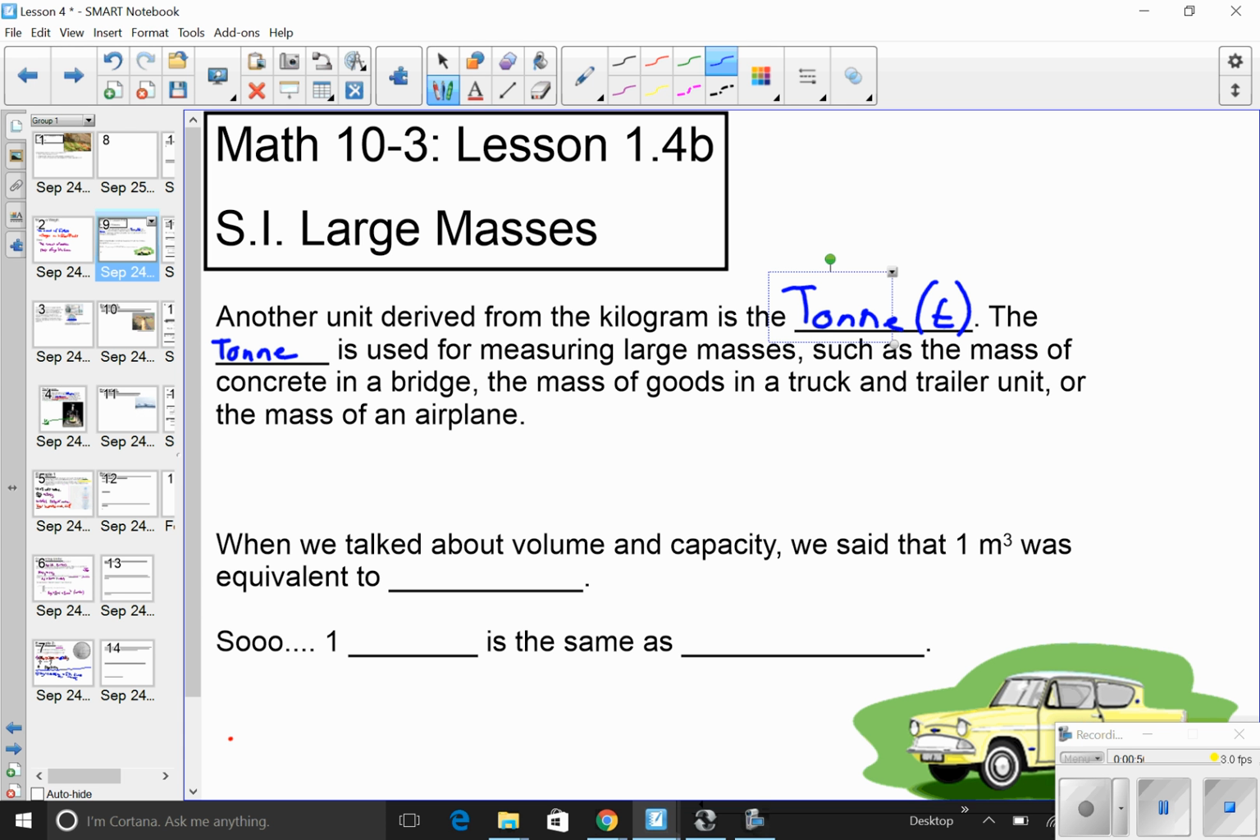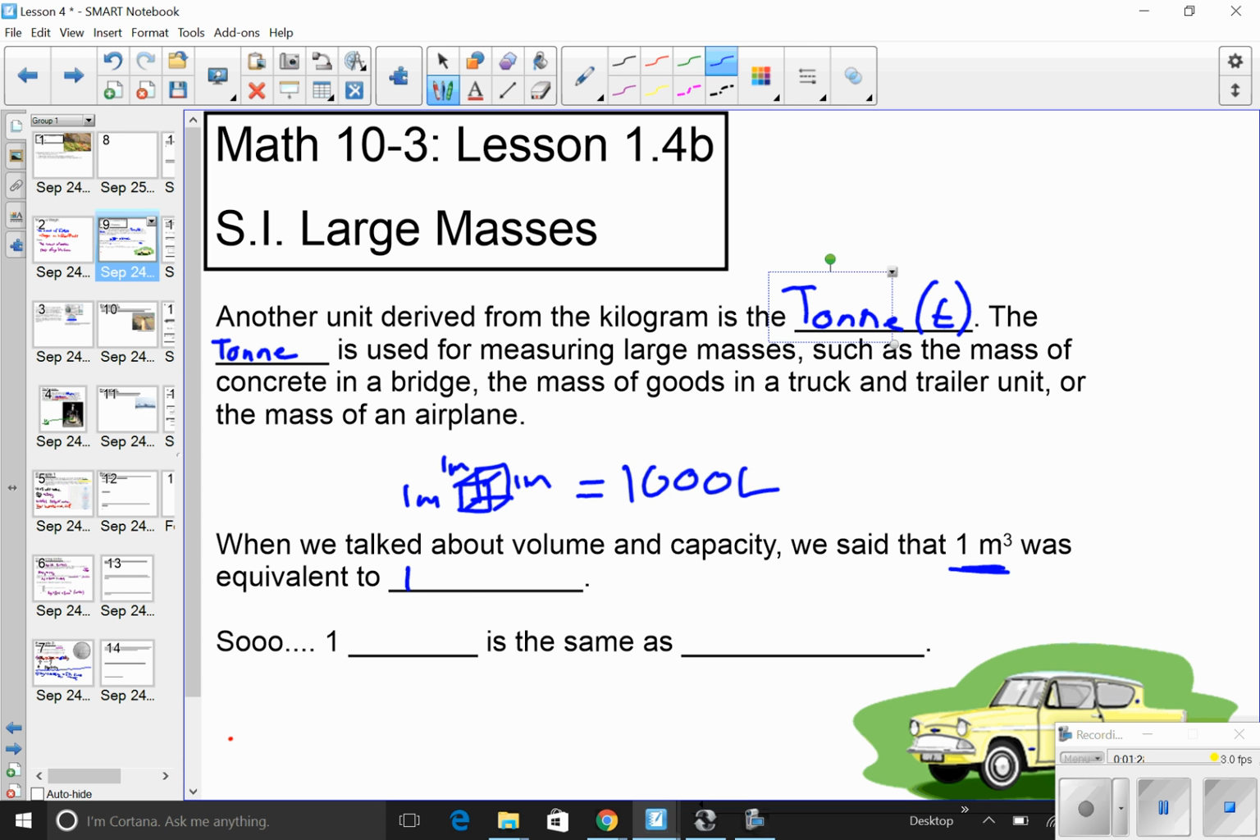Now, we said that units like to be interrelated. In volume and capacity, we said that 1 meter cubed, so if you had a cube that was 1 meter by 1 meter by 1 meter, I know I drew this really little, but picture it very big, if you filled it up with water, would be 1,000 liters.